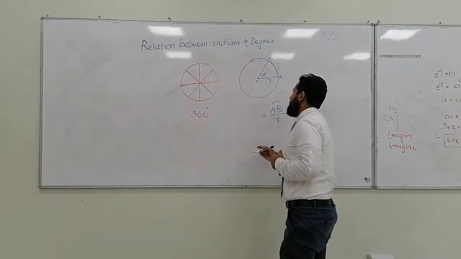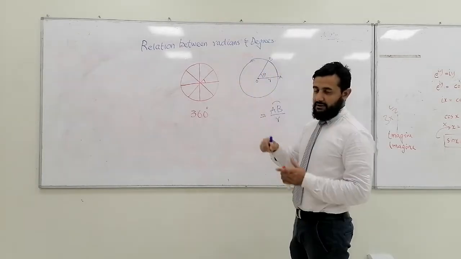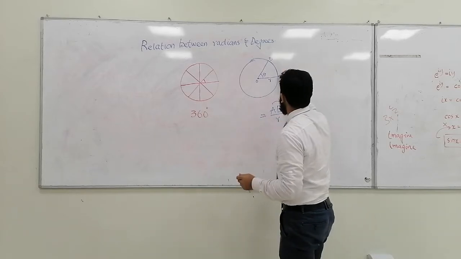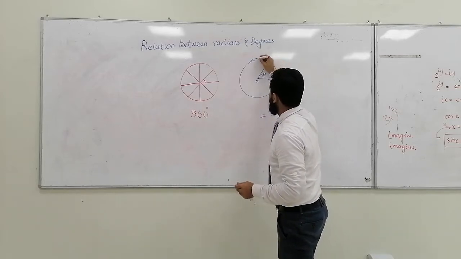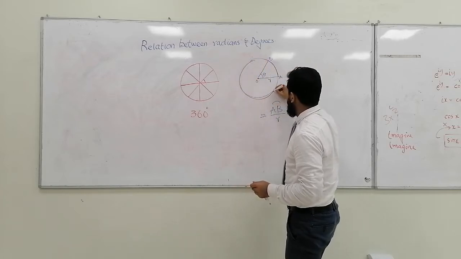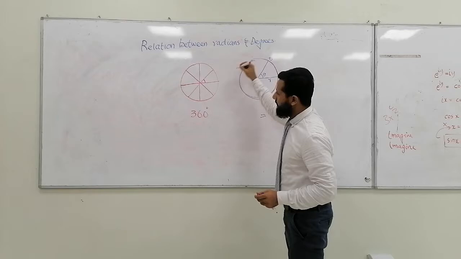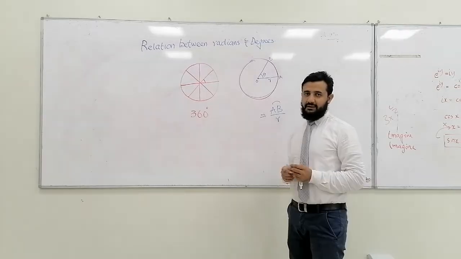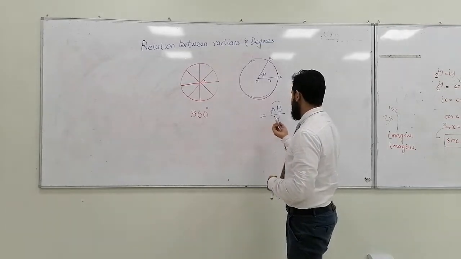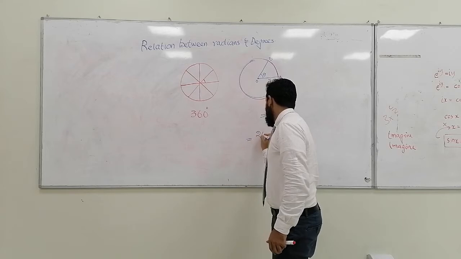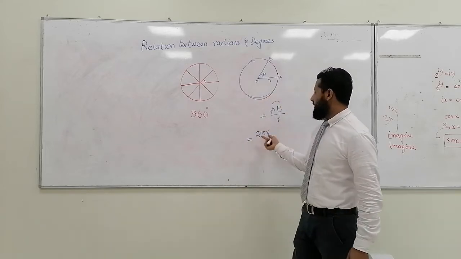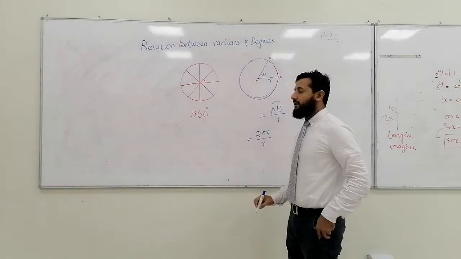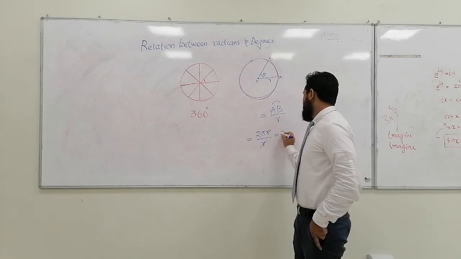Now if I want to know how many radians I have in the whole circle, instead of arc AB, I'll have to consider the arc starting from here and moving all the way around, because I want the total. So I'll have to consider the whole boundary. The length of the outer boundary of a circle is basically the circumference, and the circumference can be written as 2 pi r. So 2 pi r will replace the length of the arc, divided by r. Okay, so r cancels with r, and I have 2 pi.